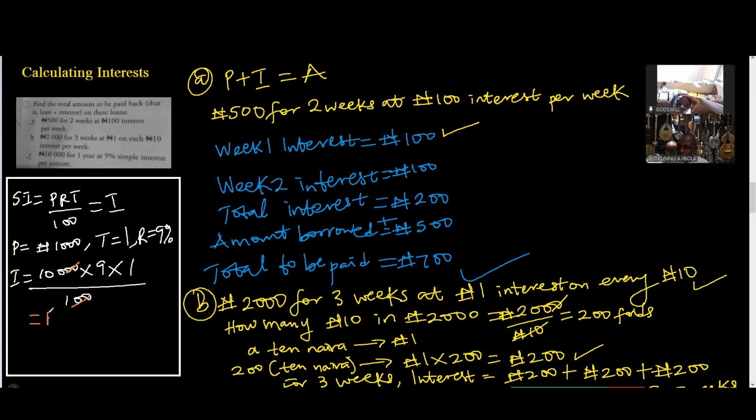But that's not the answer. The answer, the amount to be paid back, will be the principal plus the interest, which is the 10,000 plus the 900. And that's going to be what? 10,900 naira. So that settles this question.